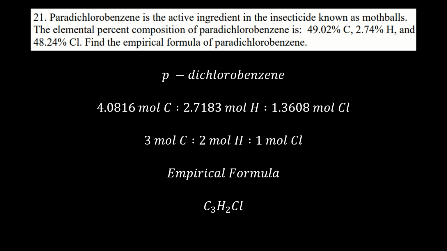Again, the empirical formula is not necessarily the structural formula for para-dichlorobenzene. The structural formula is C6H4Cl2, because that would be the actual number of each element in that molecule. But empirical formulas just tell us the lowest whole number ratios of each individual element.